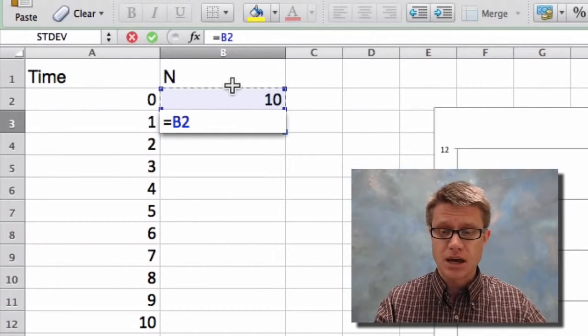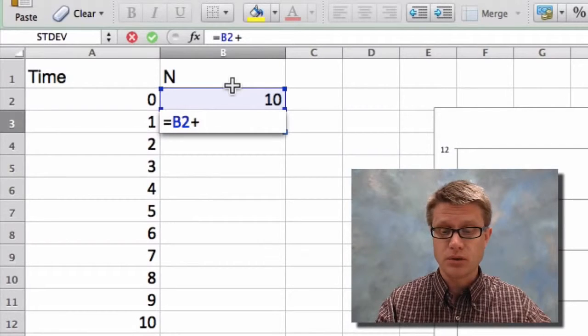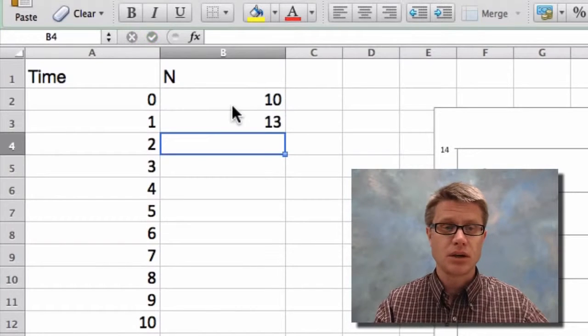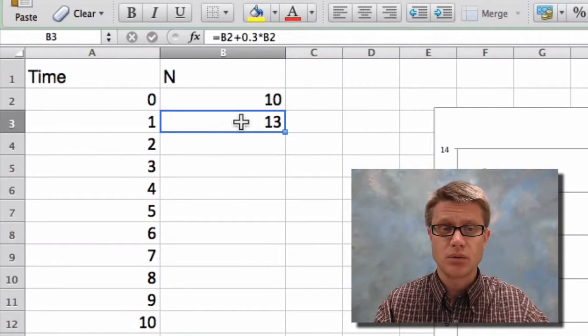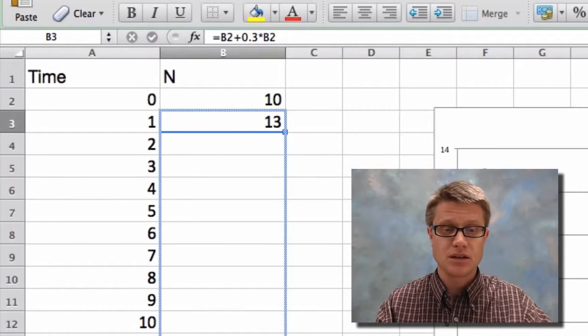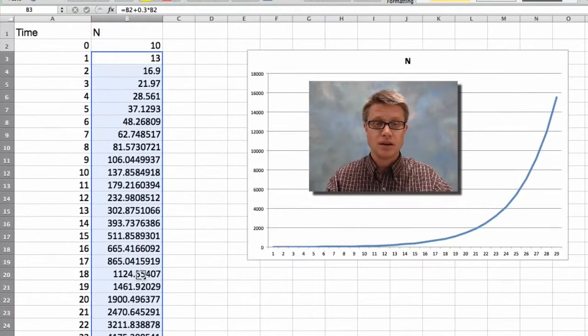And then we're going to add to that our growth rate, which was 0.3 times, and then we're going to click on that again. And so let's see what we get. So we get 13. And so what we did is, again, we took what was in this cell and we added it to what was in this cell times 0.3. And again, through the magic of a spreadsheet, I can simply grab this, and it's just going to use that same thing over and over. It's going to iterate on that. And so it's going to do all of the math for us.